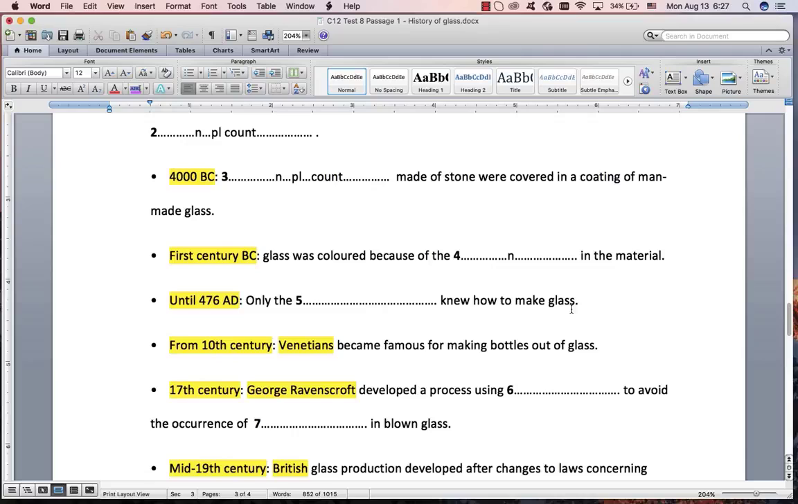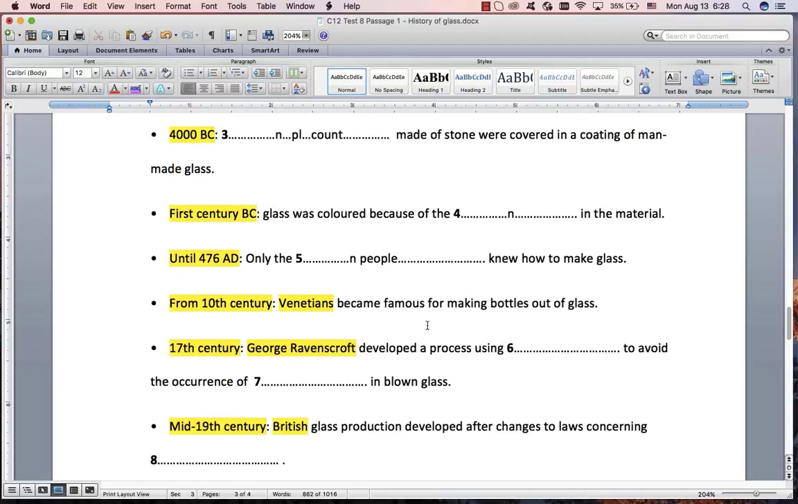Only the something knew how to make glass. Now you're not looking at grammar, you're looking at the meaning. Knew how to make glass. What or who knows how to make glass? Only people know how to make glass. This can't be a tree, it can't be a table, it can't be an animal. So we're looking for a noun, but some kind of people. It could be singular, but I'm sure it's people. I'm sure it's plural. Not only one person knew how to make glass. Right, we don't need anything there.